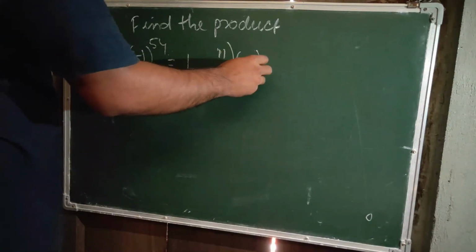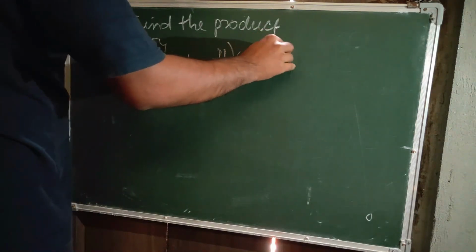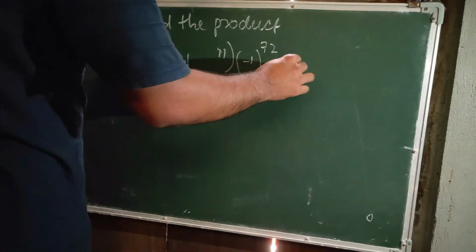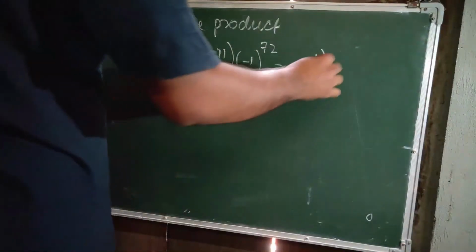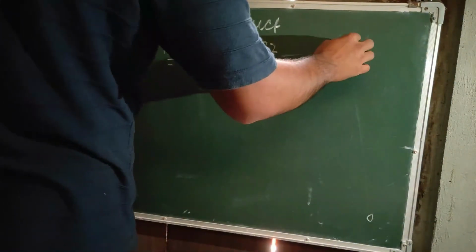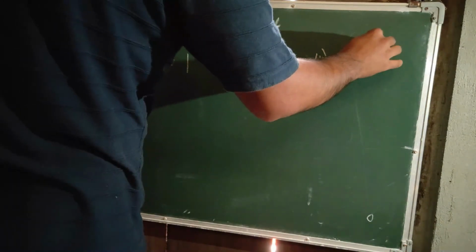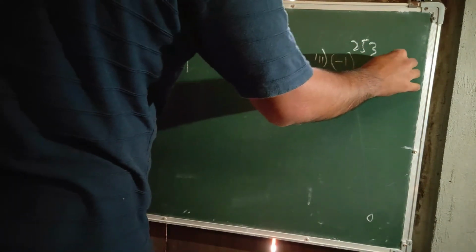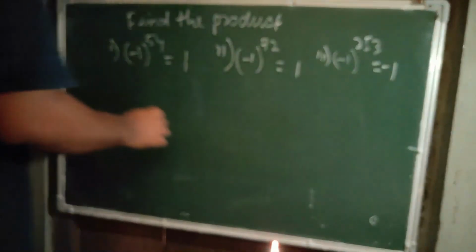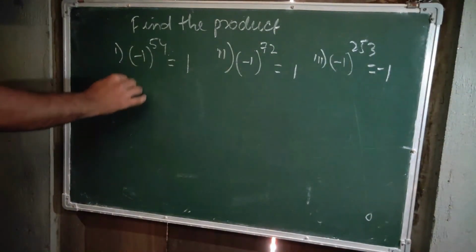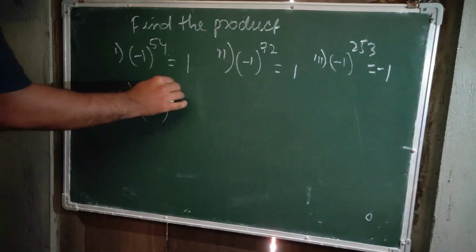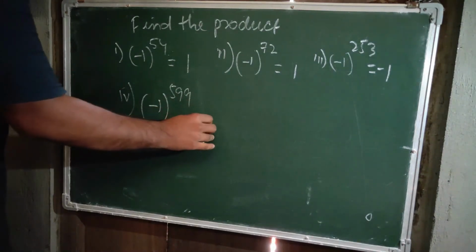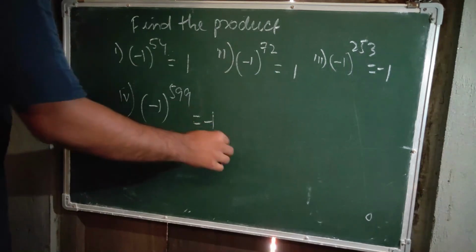-1 to the power 72 will get what? Only 1. C number: -1 to the power 253 is equal to, will get what? Only -1 will get. So same as that, D number: -1 to the power 599 will get what? Only -1. So this is our answer.